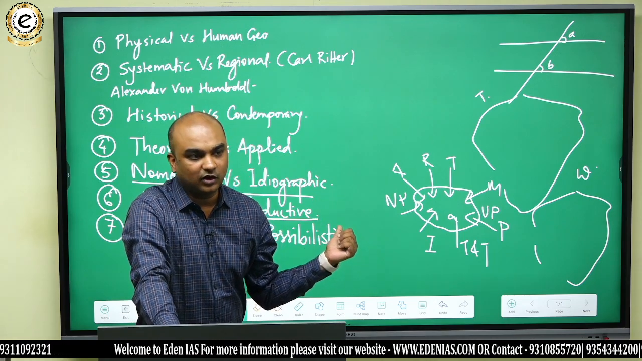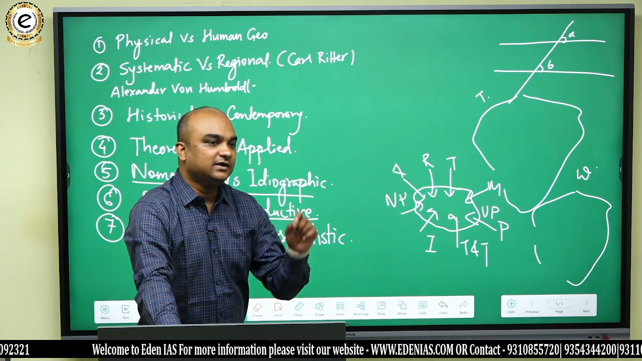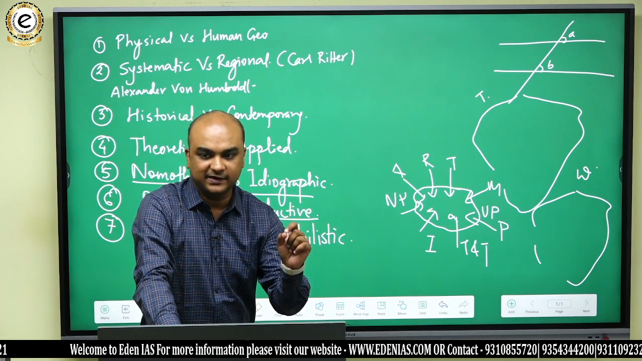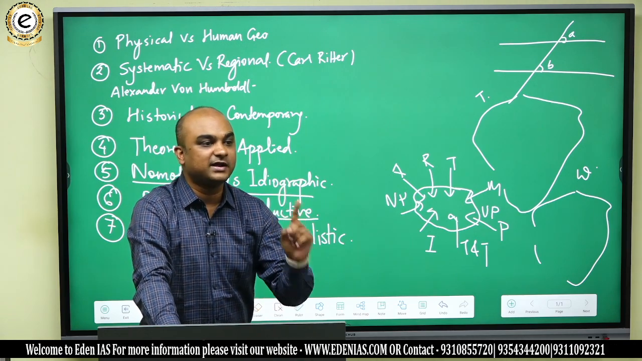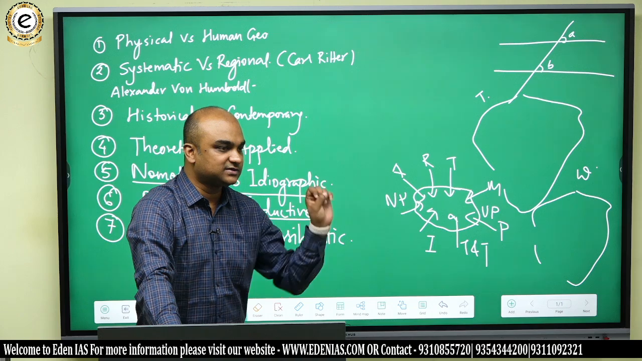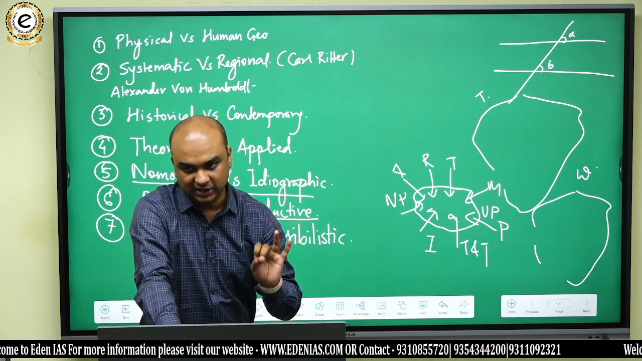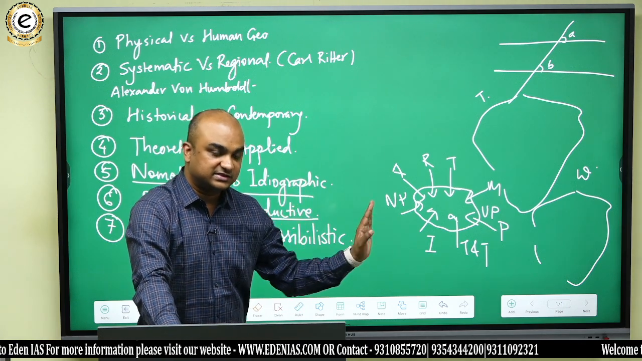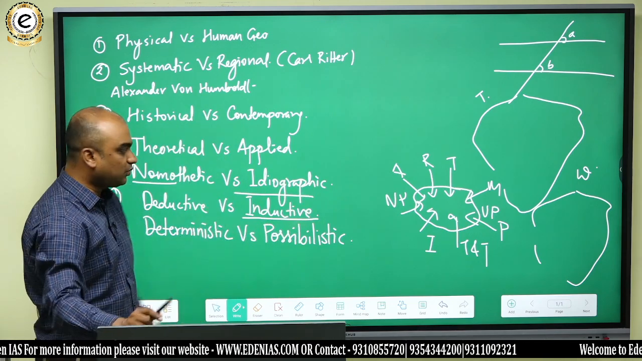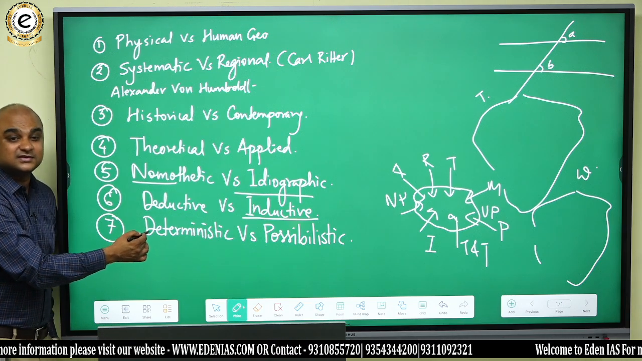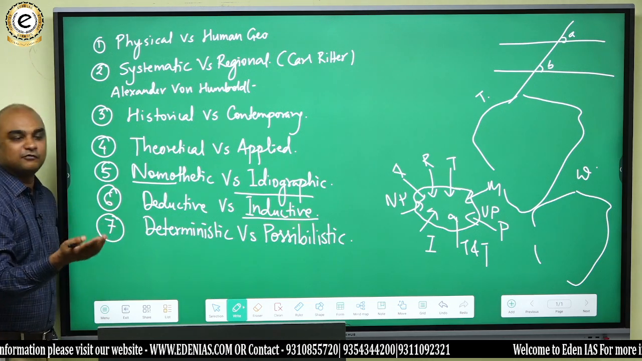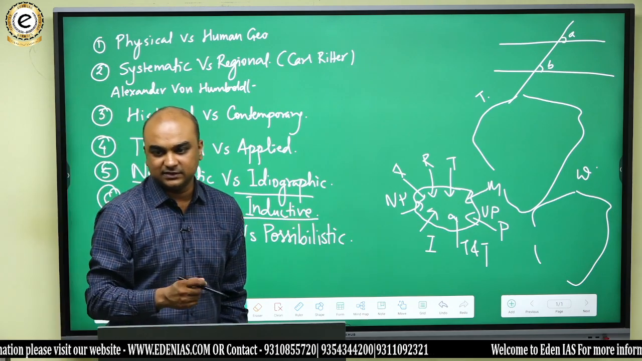Deterministic school of geography says that man is like a slave and nature is the master. Nature determines how man will live. It means his economic activities and social activities all are decided by nature. So what kind of relationship exists between man and nature according to determinists? Master and slave, where nature being the master, man being the slave.